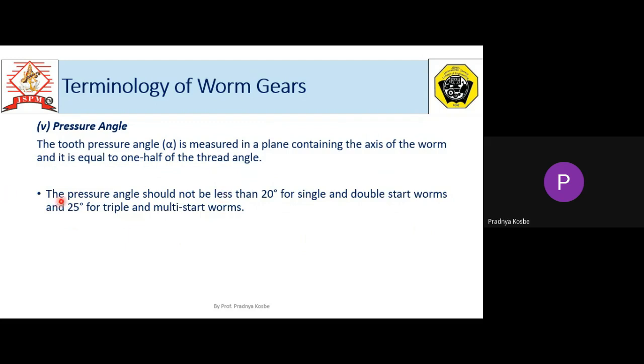So I will repeat it. The pressure angle should not be less than 20 degrees for single and double start worms, and 25 degrees for triple and multi-start worms. Okay. Now we'll see proportions of worm gears.